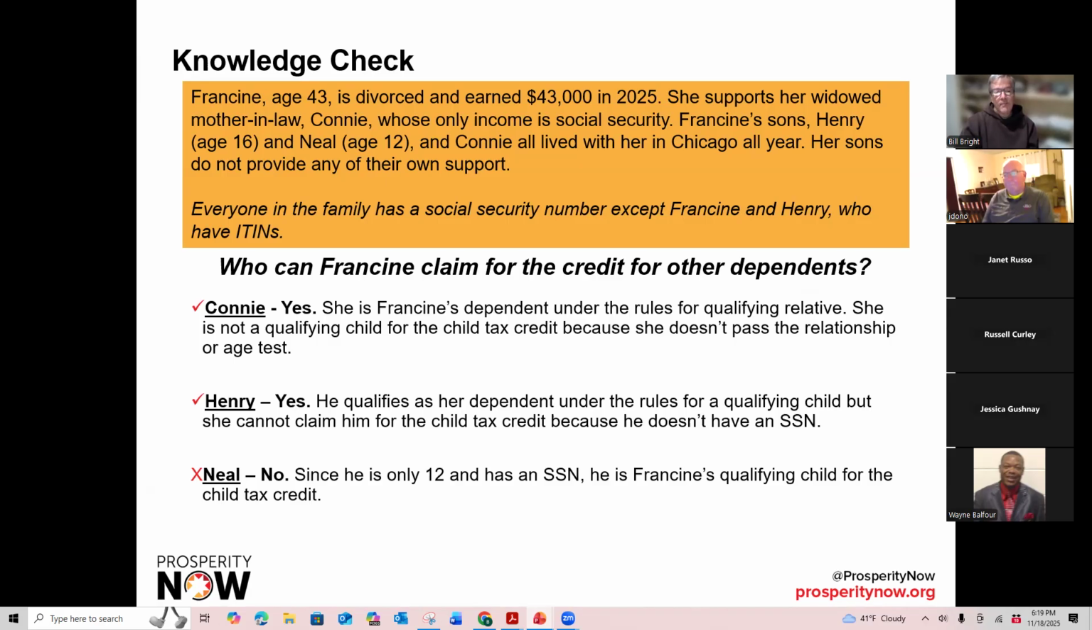Okay. Again, the first two, because of their age and relationship. Connie is a qualifying relative. Henry is a qualifying child, even though he's 16. Okay, now, so Neil, he's only 12. He is Francine's qualifying child for the child tax credit. So you get one or the other, and it will show on the tax return which one they qualify for when they age out, which is kind of handy for tax. And that's also a good check to make sure that you got the birth dates correct, or birth year correct anyway.